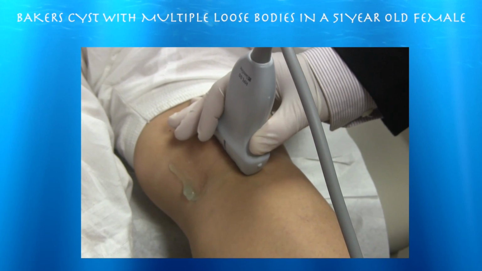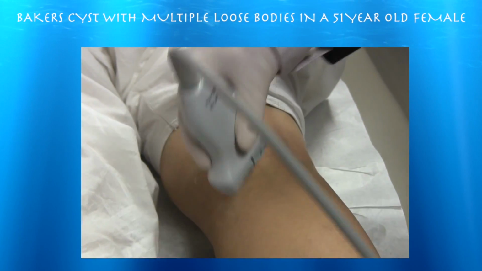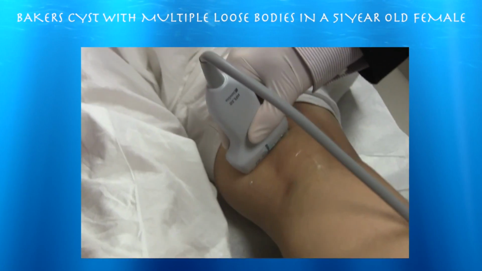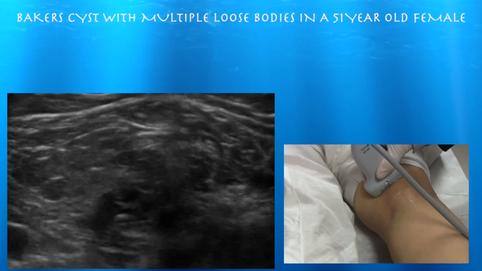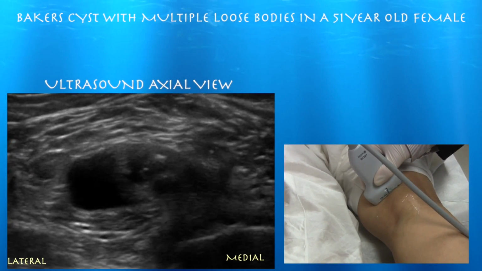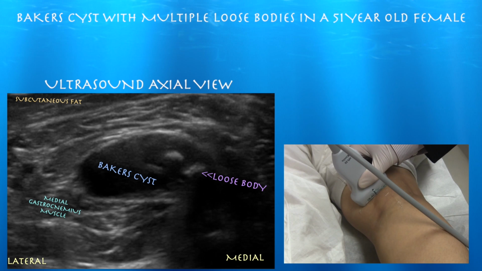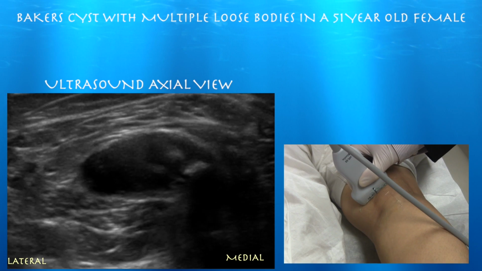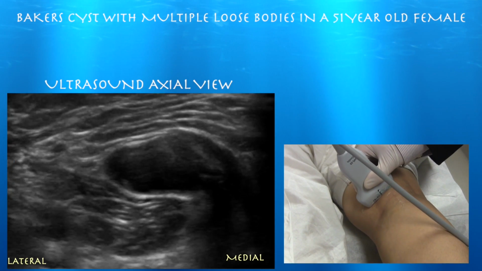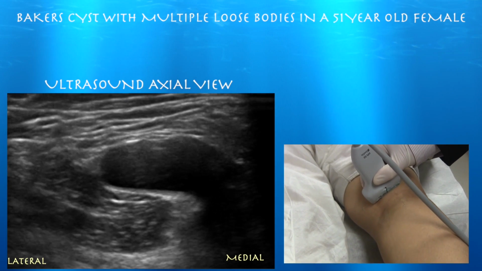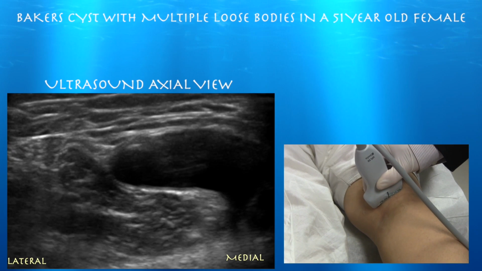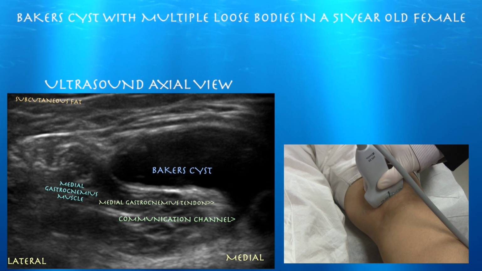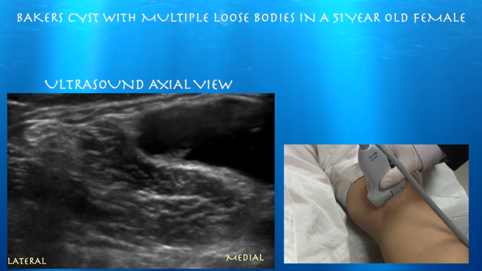Now we're going to take a little axial view. Right side of the screen is medial, left side is lateral. And we're starting basically above the cyst. Now we're going down. And we can see it come with those loose bodies. See the communication channel. You can see it right above the medial gastrocnemius muscle.